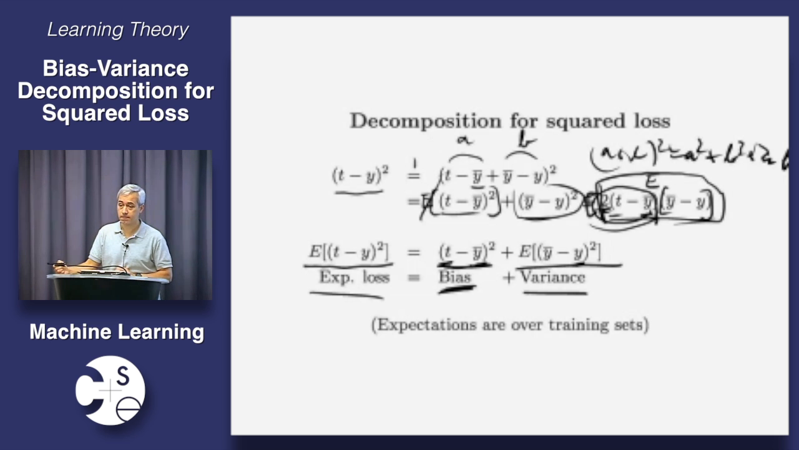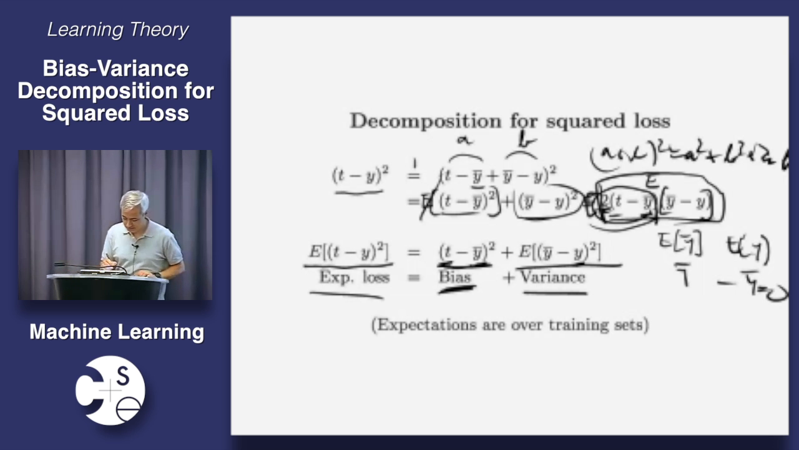But now again by linearity of expectation, this is the expectation of y bar, and what's the expectation of y bar? Just y bar. And what is the expectation of y? y bar. And y bar minus y bar is 0. This one was hard, could have been a trick question. So that part goes away.